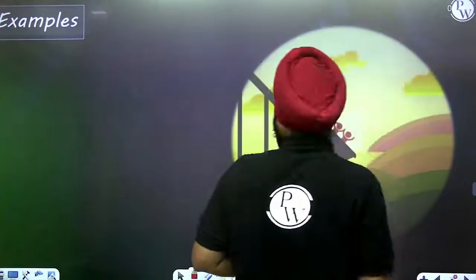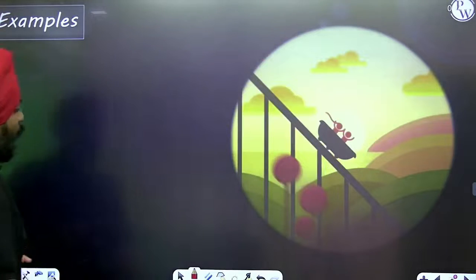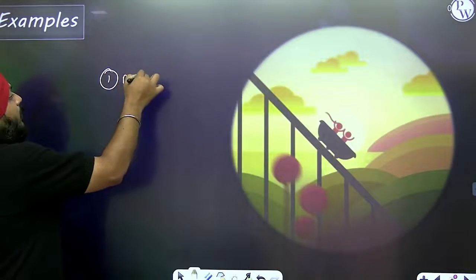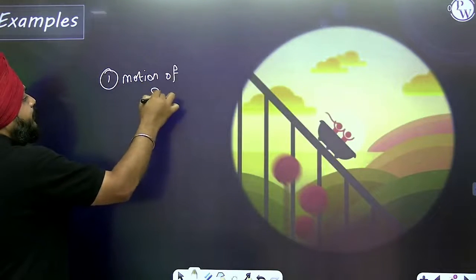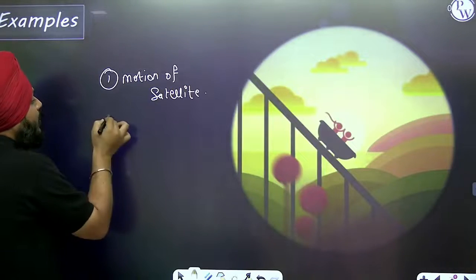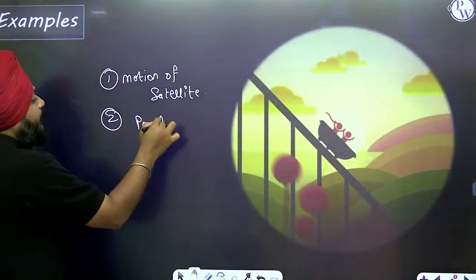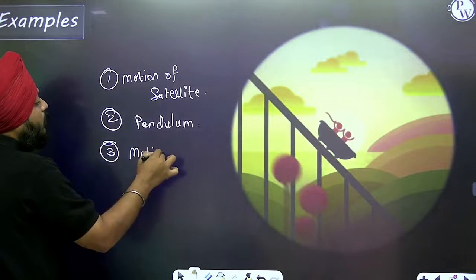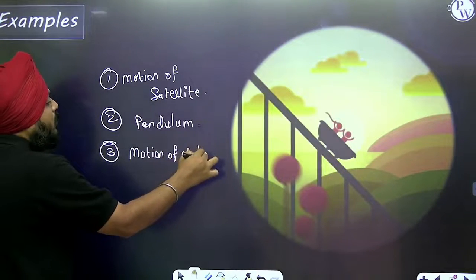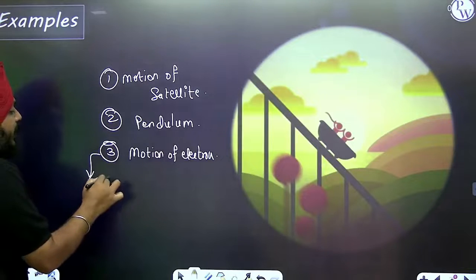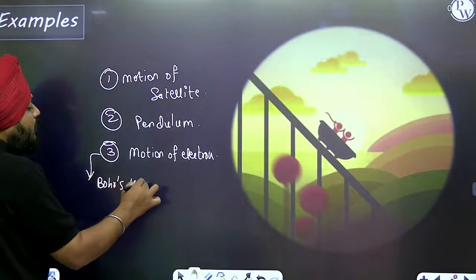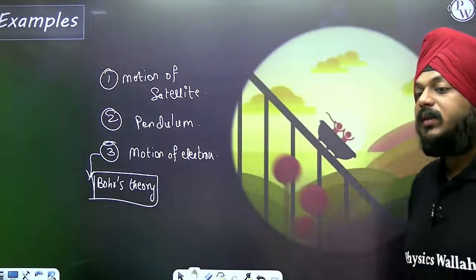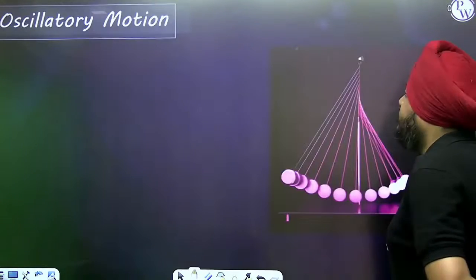Now, examples: lots of examples we have seen in periodic motion. The first one is the motion of a satellite, the motion of a pendulum, the motion of an electron. This is completely associated with Bohr's theory, which will come up in modern physics. So these are all examples of periodic motion.